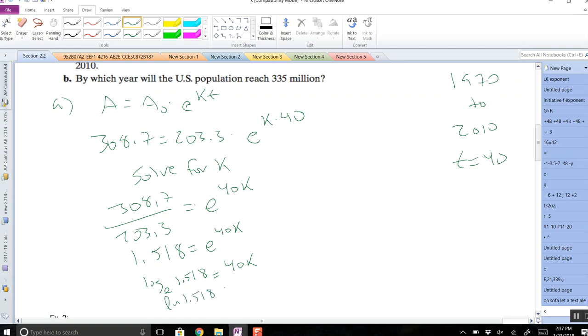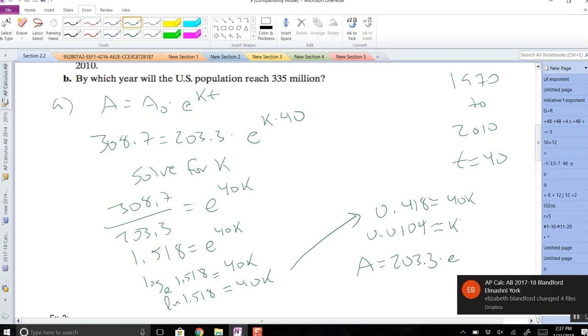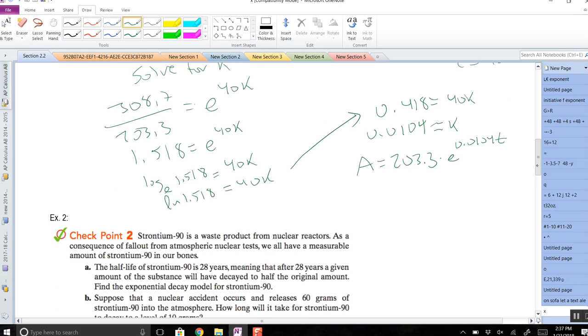So I've got to use my log properties, of course, here. This is why these are application-based problems. If I take the natural log of that in the calculator and then divide by 40, so 0.418 equals 40k, k roughly equals 0.0104. So your model is going to be this. And because our initial population is 203.3, we're going to keep that in for A0. And k is positive, so this will be growing slowly, but growing. So that's the model we get.